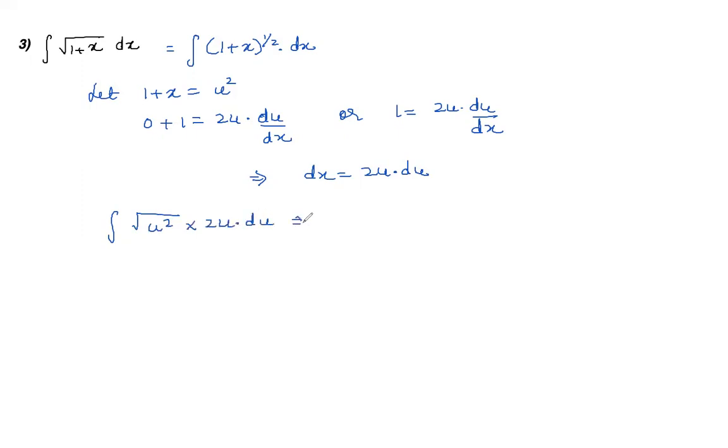Now 2 is a constant quantity, so I'll take it outside the integration function. This would become u into u, that is u square into du. When I integrate this function, what I'll get is 2u cube by 3 plus c, because 2 plus 1 and upon 2 plus 1, that is 3. I'll again substitute the value of u. If u square is 1 plus x, it implies that u is equal to under root 1 plus x. So the answer would be 2.